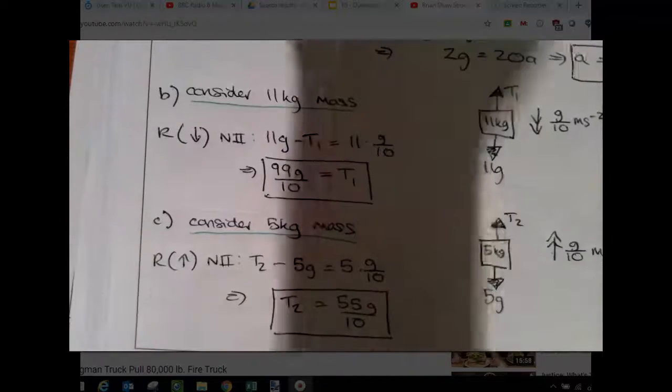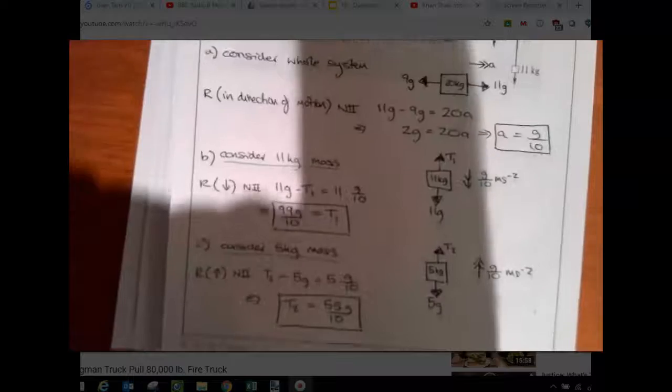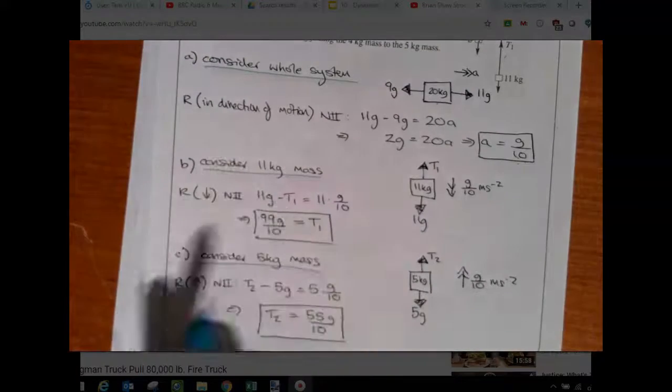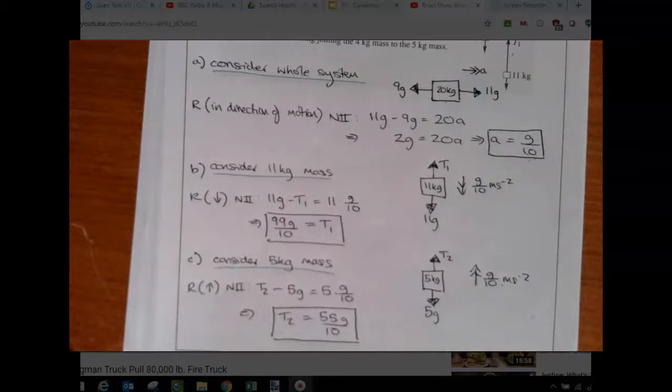Answer. So, a nice problem, right? The diagram looks complicated, but by making really smart choices about what parts of it we're considering, first the whole thing all together, then the 11 kilogram, then the 5 kilogram, we can isolate the thing that we're looking for and find it really quickly.